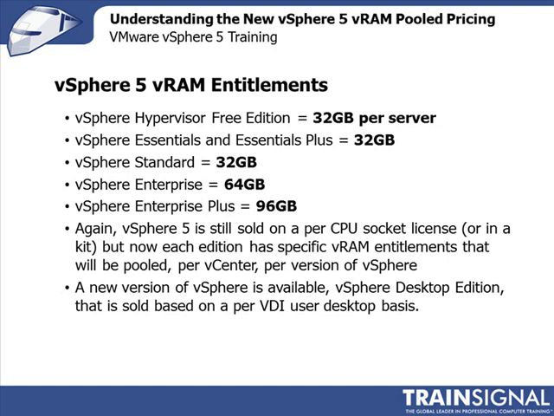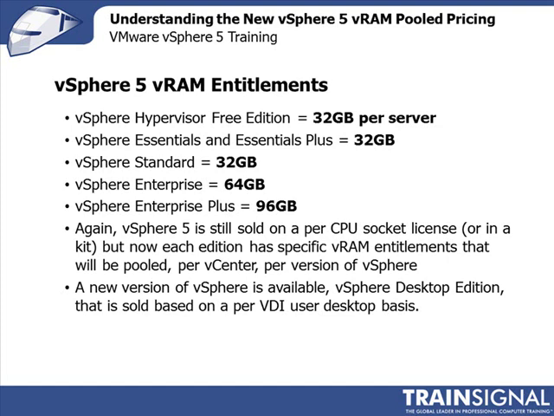But then when you get into the paid vSphere licenses, we'll start with vSphere Essentials and Essentials Plus. Each of those are entitled to 32 gigabytes of RAM per vSphere CPU socket that you purchase. So every vSphere license that you purchase is still per socket, and then 32 gigabytes of RAM is entitled to you for each of those vSphere per socket licenses. With vSphere Standard, again, the same 32 gigabytes. With vSphere Enterprise, it's now 64 gigabytes, and with vSphere Enterprise Plus, it's 96 gigabytes.